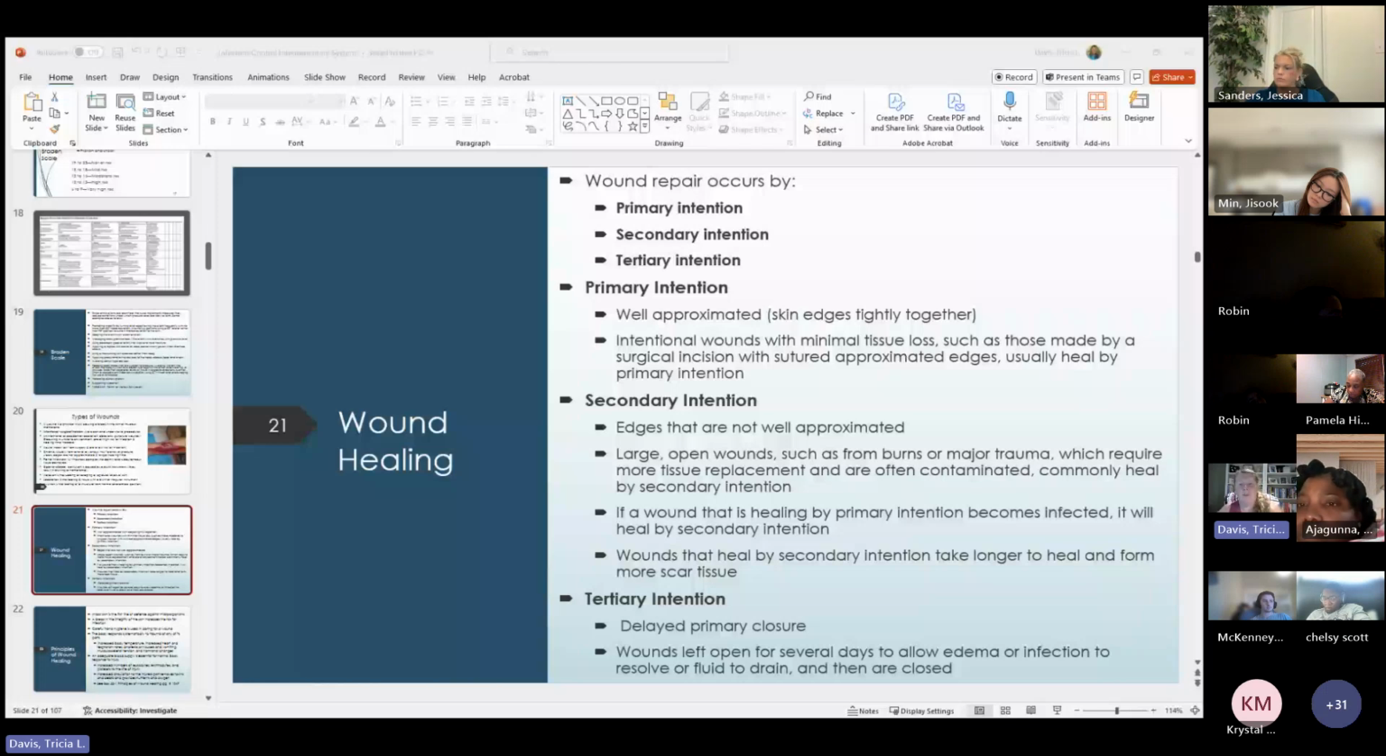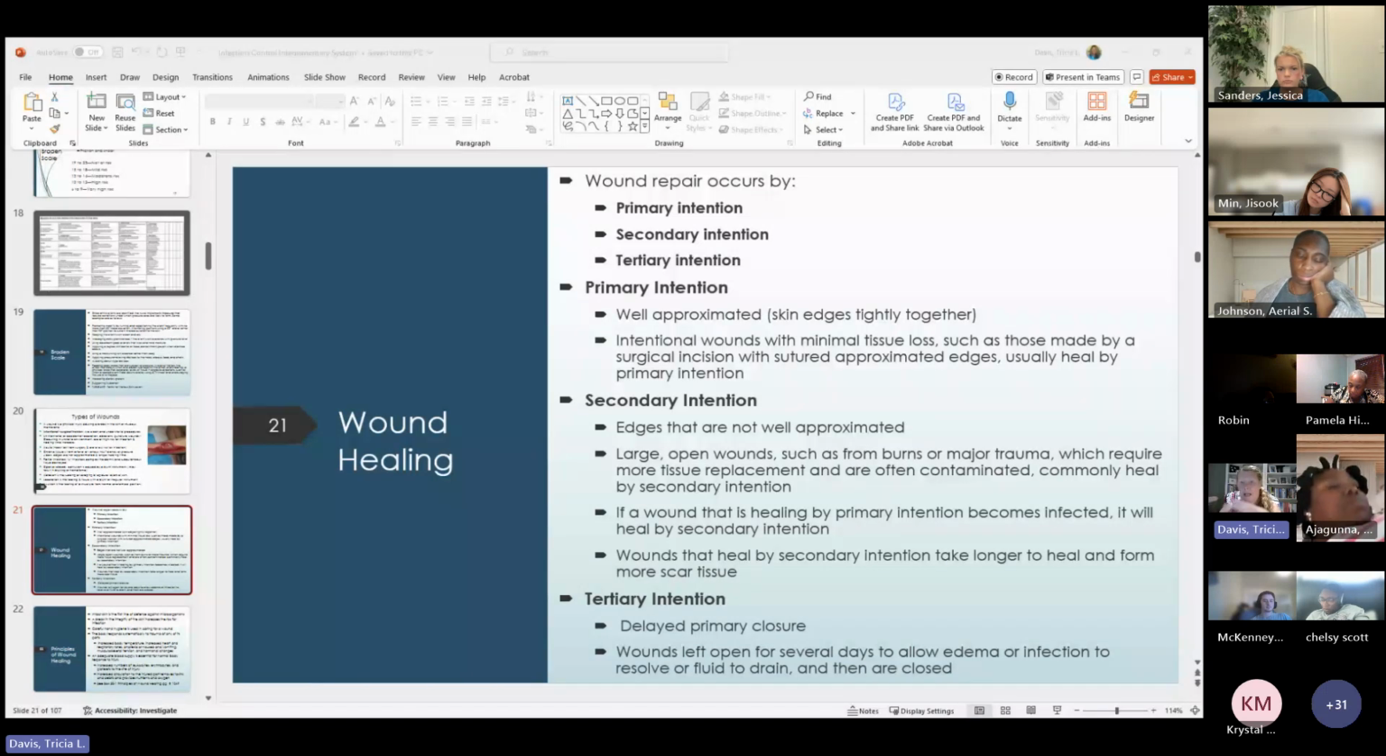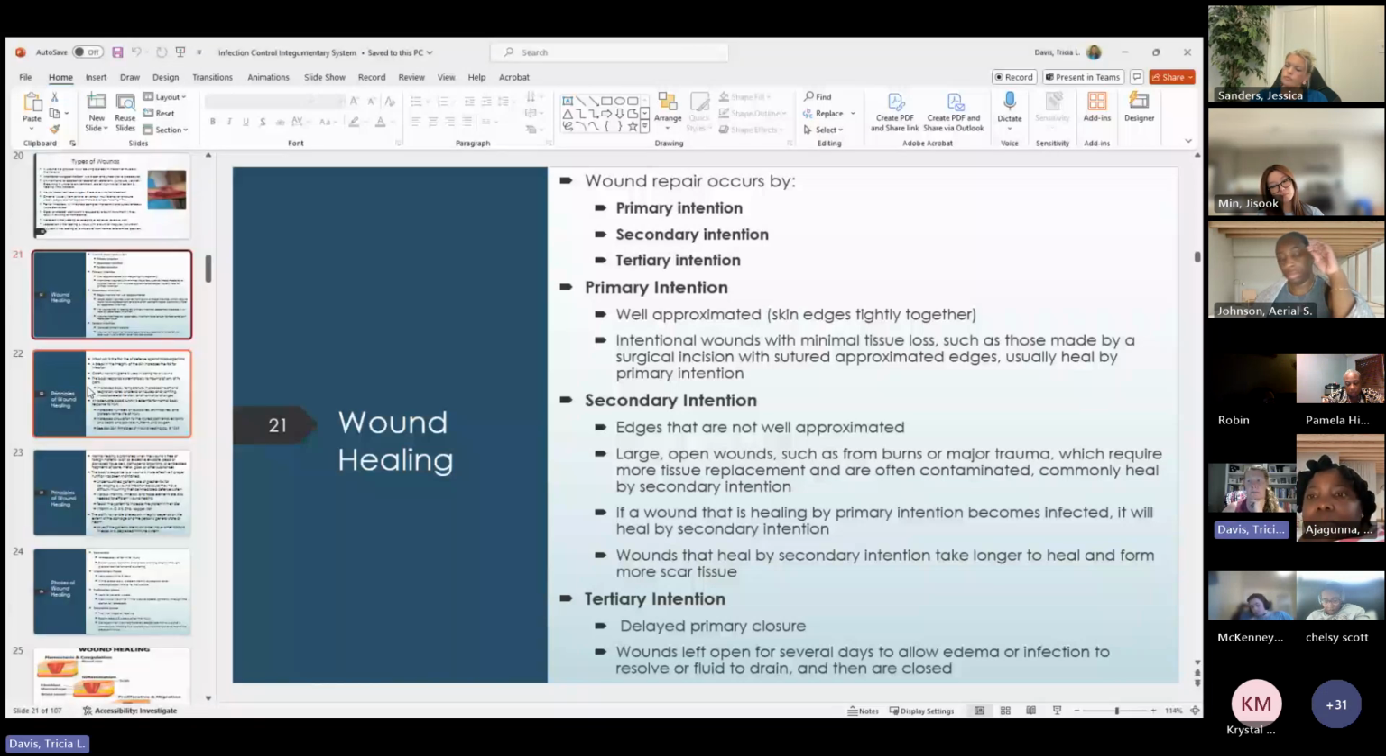Tertiary intention is going to be when we intentionally, as providers, delay closing that wound. Okay, so what we do sometimes is we have wounds that we go in and we clean out. They leave them open for a couple days because we're worried about swelling. So, you know, if you have a wound on your arm and you think there's going to be a lot of swelling in there or a high risk of infection, we might just leave that wound open for a couple days. We want to get that edema to come down. We want to get some of that fluid to drain off. Then we go in at a later time, whatever that time looks like. There's no set time. And then the provider will go in and close that wound. But you guys definitely need to know that for your exam.